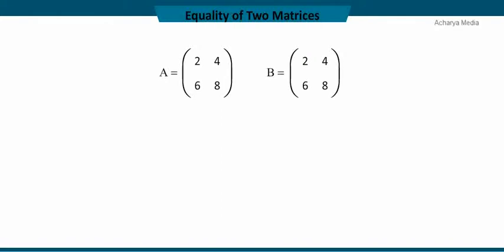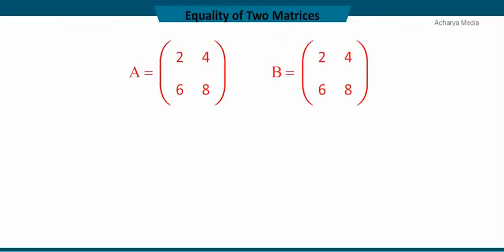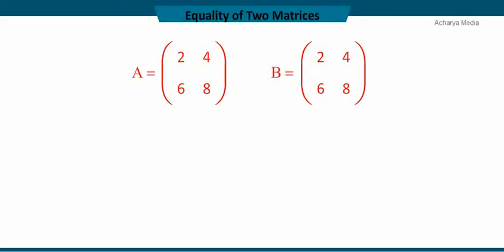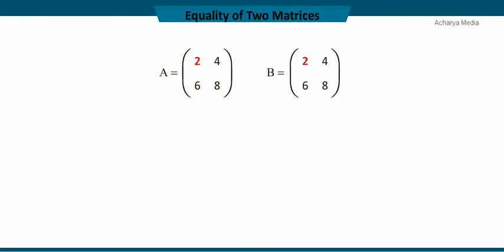Consider a 2 by 2 matrix A equal to 2, 4, 6, 8 and B equal to 2, 4, 6, 8. Compare matrix A and matrix B. You can see the corresponding elements of the two matrices are equal. Thus, matrix A equals matrix B.